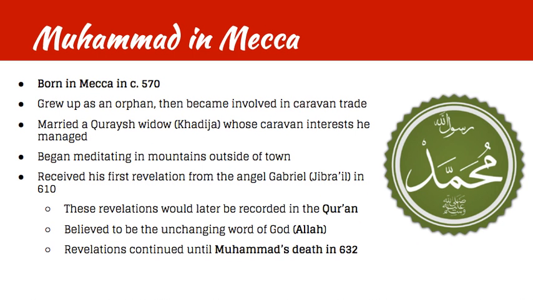Well, the Prophet Muhammad is born in Mecca in the year 570, and he's going to be the prophet of the religion Islam, which we'll talk about more tomorrow. He grows up as an orphan and becomes involved in the caravan trade. He marries a Quraysh widow named Khadijah, and he manages her caravan interests. He begins, though, meditating in the mountains outside of town.